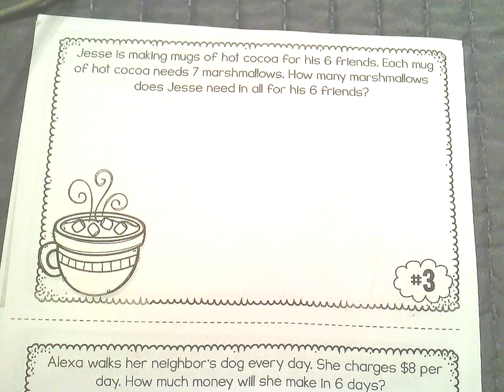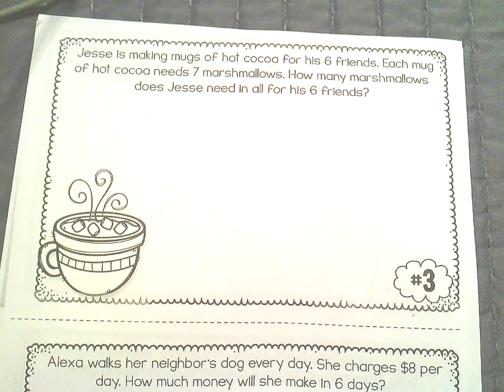So, our first word problem is Jesse is making mugs of hot cocoa for his 6 friends. Each mug of hot cocoa needs 7 marshmallows. How many marshmallows does Jesse need in all for his 6 friends?